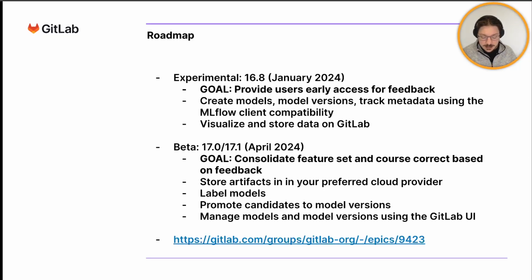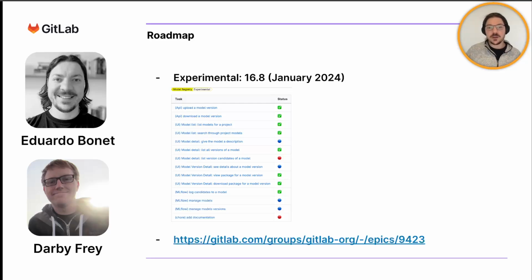And when I tell you we are pretty close to the experimental release of this, I mean it. If you go to the epic, you're going to see everything that we aim to implement for 16.8, and most of it is either already implemented, already getting merged, or on the path to get merged. So everything is pretty much completed. We're going to start working on documentation. I've had a lot of help on this from Darby Frey, another incubation engineer here at GitLab. He's been working a lot on this, and I'm very grateful for his work on this project.